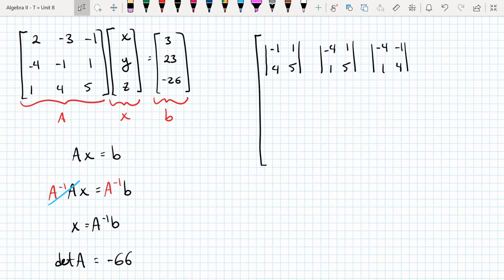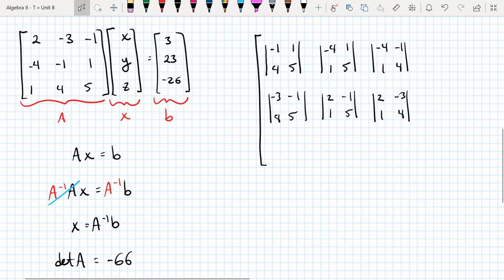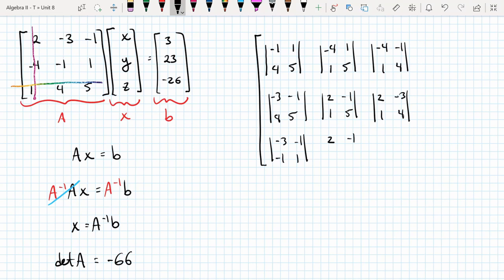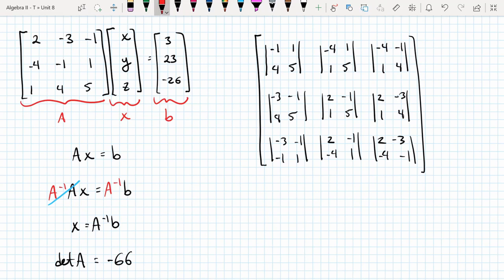Second row, first column. -3, -1, 4, 5. Middle, 2, -1, 1, 5. 2, -3, 1, 4. We're canceling out the first column, third row. So we're left with -3, -1, -1, 1. 2, -1, -4, 1. And then lastly, third row, third column. Cancel those out. We're left with 2, -3, -4, and -1. Okay? So now we make the signs.